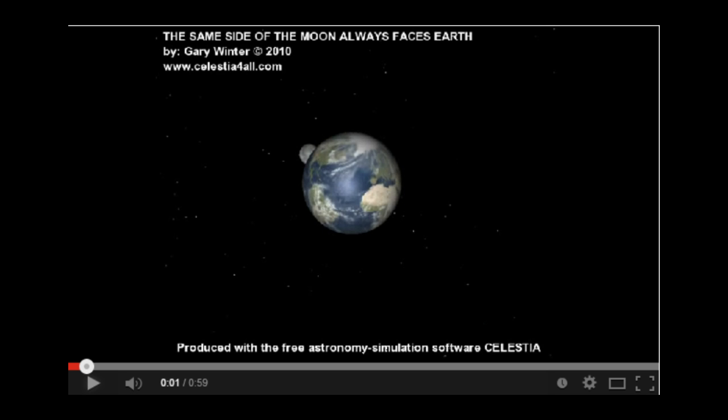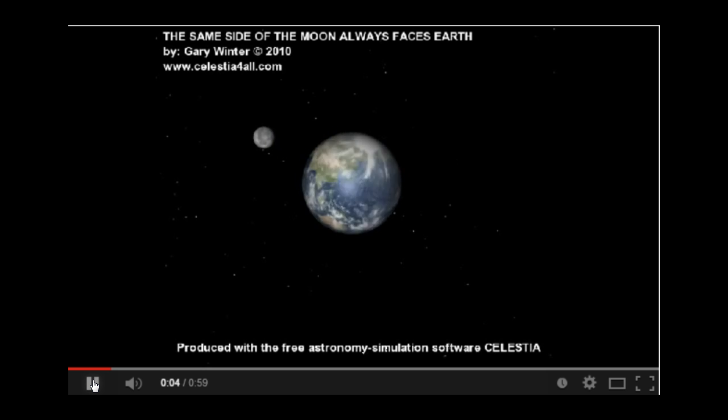Now let's see how that works in this simulation. If we take a look at this simulation, we see now that the moon is spinning on its axis and so is the Earth. Now, what we see now is only one side of the moon facing the Earth because it spins on its axis at the same rate it's revolving around the Earth.